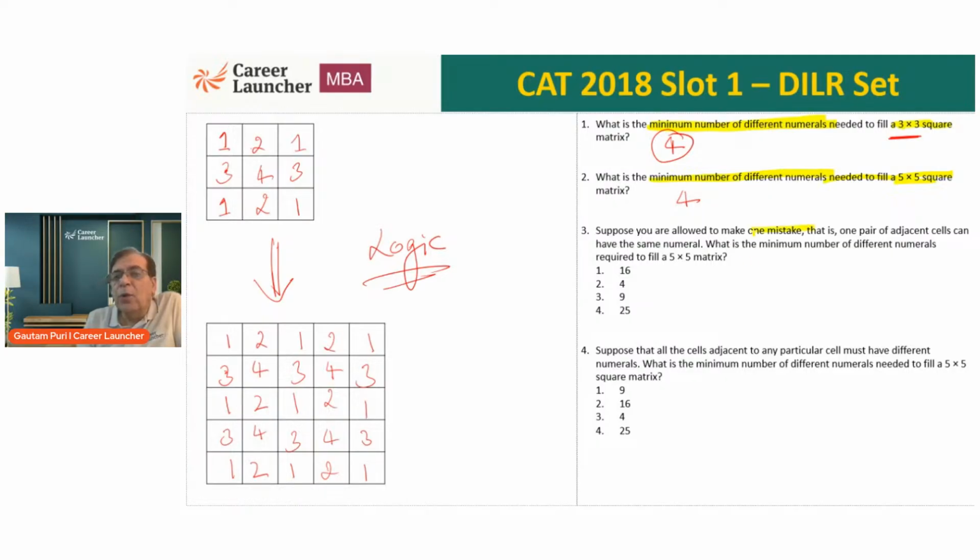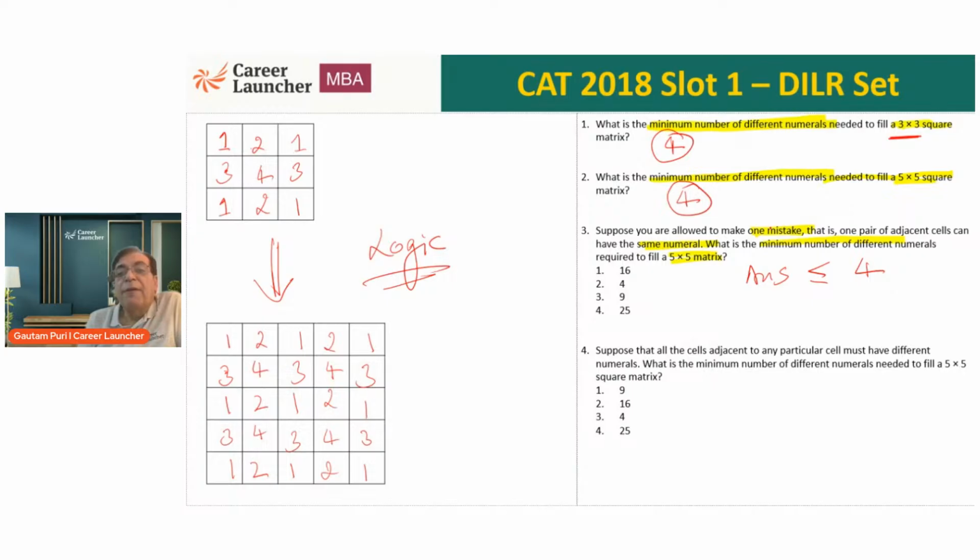You are allowed to make one mistake. That is, one pair of adjacent cells can have the same numeral. What is the minimum number of different numerals required for a 5 by 5 matrix? Now, in the earlier case where there were no mistakes, you had 4 numerals. If I make a mistake, the numerals can only reduce. So I can say the answer to this question should be less than or equal to 4.